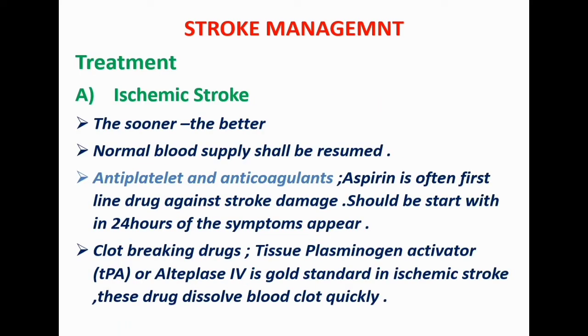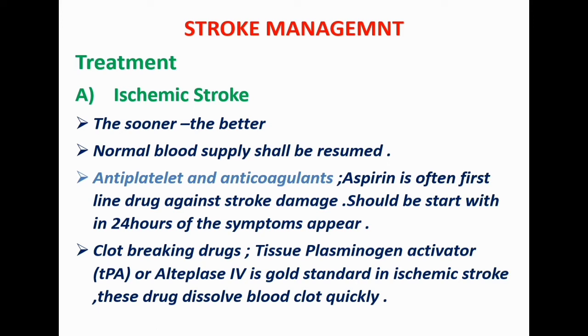So going toward the treatment of the stroke, the first one is ischemic stroke. In ischemic stroke, the sooner the better. As soon as possible we treat the patient, the better he will get. Our main target in ischemic stroke is to resume the blood supply to the affected area. Antiplatelet and anticoagulant agents: we have aspirin. Aspirin is a first line drug in ischemic stroke.